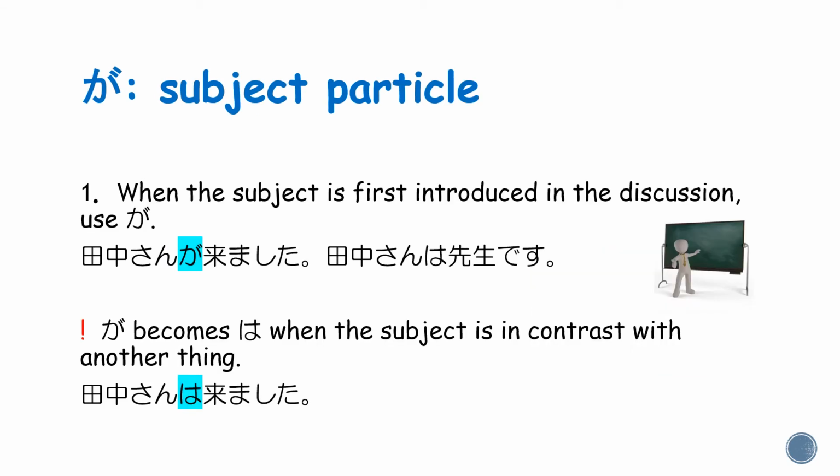Let's look at the subject particle ga. The first rule is when the subject is first introduced in the discussion, we use ga. 田中さんが来ました. 田中さんは先生です. In the first sentence, Tanaka-san is introduced first, so we use the particle ga. But be careful if you are contrasting Tanaka-san with another person, and another person didn't come but Tanaka-san did come, then you could say Tanaka-san wa kimashita, meaning as for Mr. Tanaka, he came.